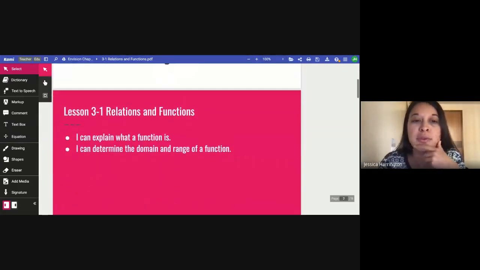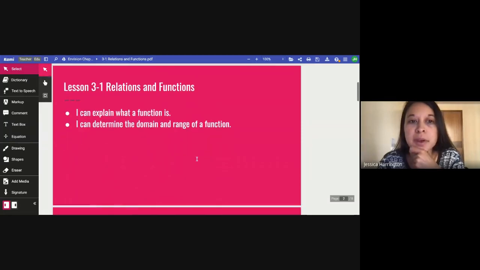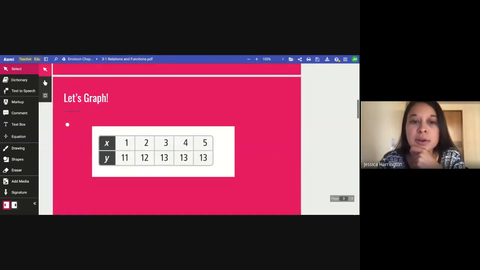So there are two types of, let's call them expressions or things you can graph. One is a relation and one is a function. We're going to be talking about the differences between those today, and you're also going to be learning about what domain and range mean. All right, so we're going to start with this table.